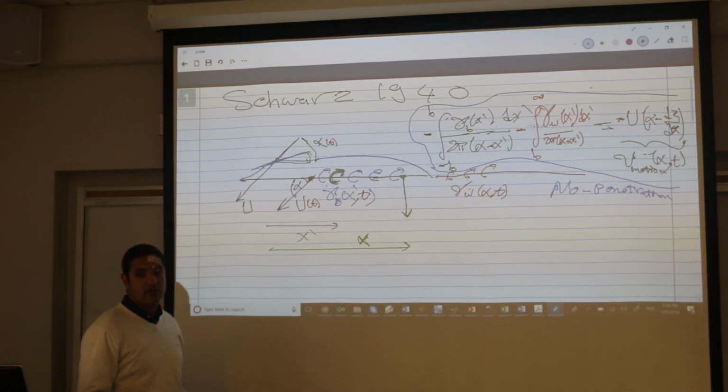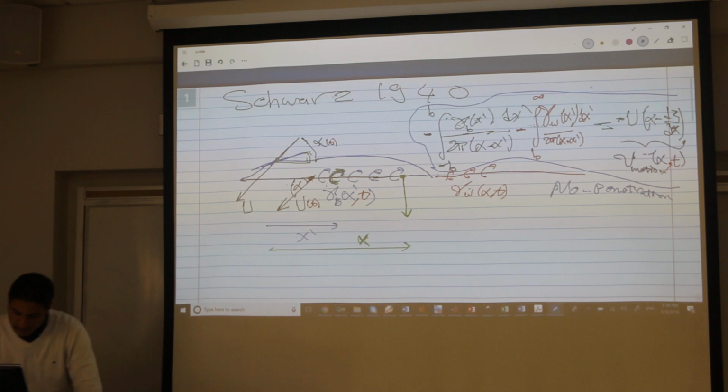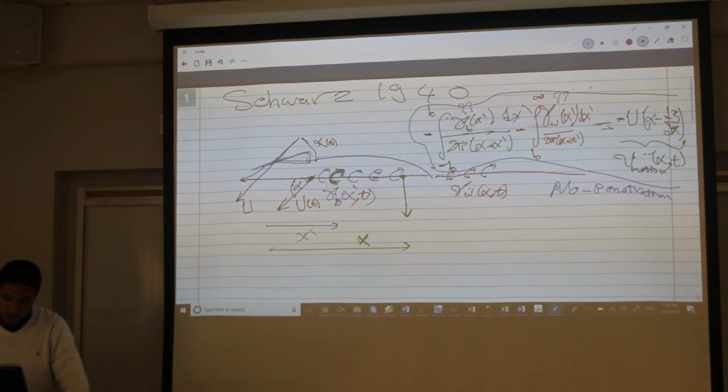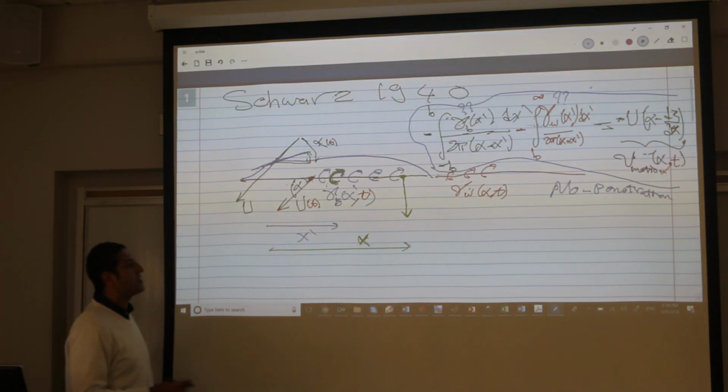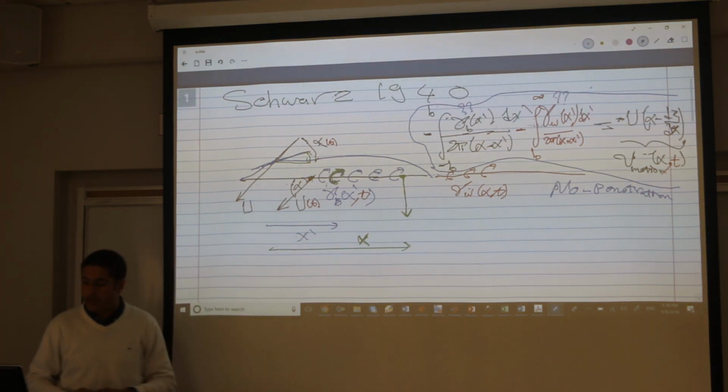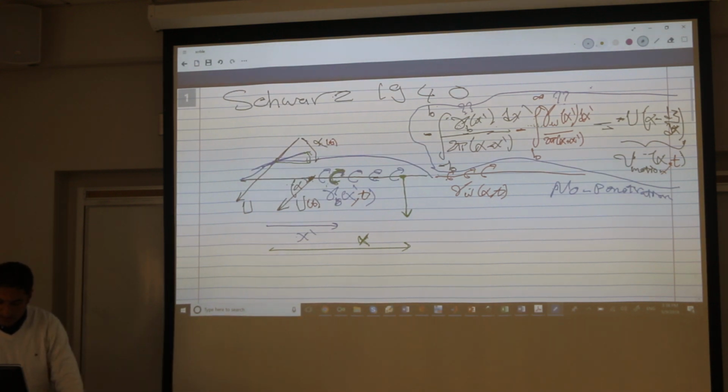Both gamma bound and gamma wake. So we have two unknowns. Here we have two unknowns. This is an unknown and this is an unknown. So one equation and two unknowns, it doesn't work. We need a relation between gamma bound and gamma wake, which we started last time, right? So here we need a relation.